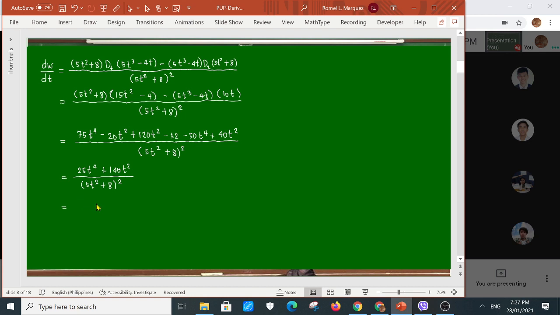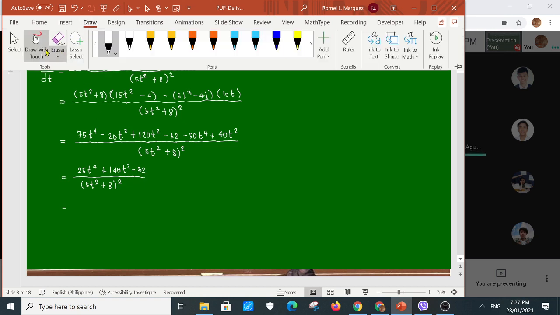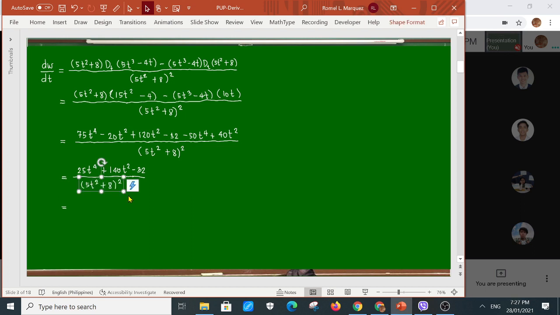So, may minus, ano pang idadagdag natin sa numerator? Minus 32, no? Yan. Okay na, children? O, pwede pa ba masimplify yan, children? Ha? Can we still simplify that? Wala na, no? Hindi naman, wala naman sigurong factor na 5t squared plus 8 ito, no? Meron ba? Sa tingin nyo? Is yung 5t squared plus 8, factor ba yun ng numerator? Sa tingin nyo? Patingin natin. Anong factored form yan?